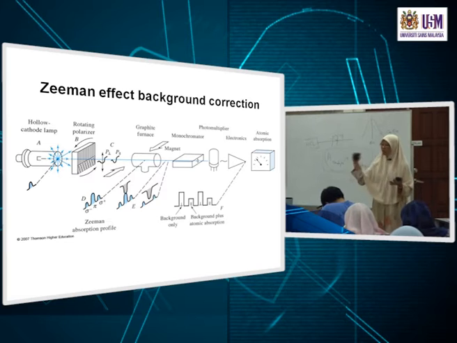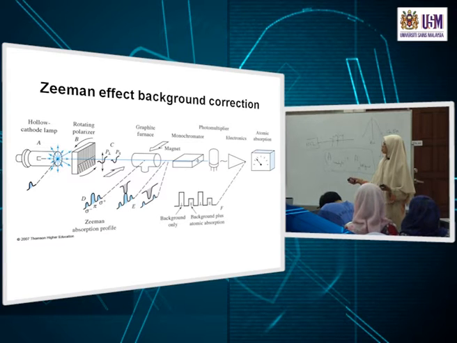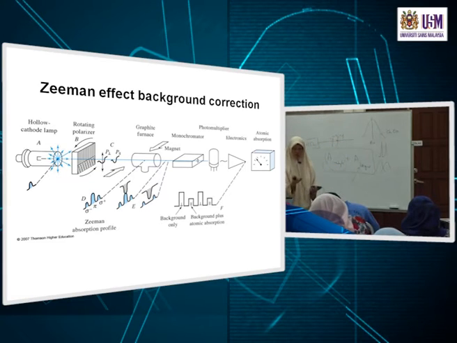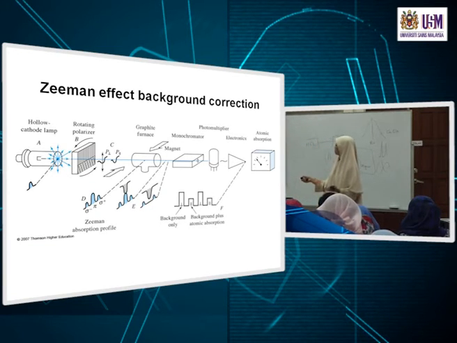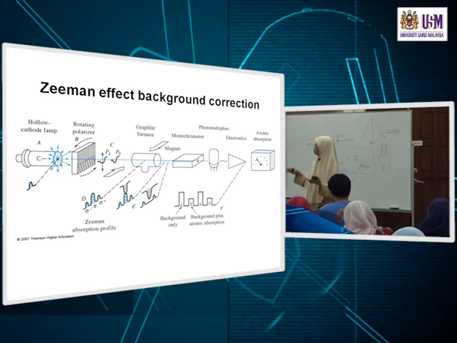Because when you put the magnetic field, the energy levels change. So instead of having one absorption peak, you have two sigma peaks and one pi peak. You can go look it up. You should have done it in your inorganic or physical chemistry. Zeeman effect: what it does to the energy levels, why you get these three peaks instead of one. And with the use of a polarizer, we then can, again, the whole purpose of this is to estimate the background absorbance.